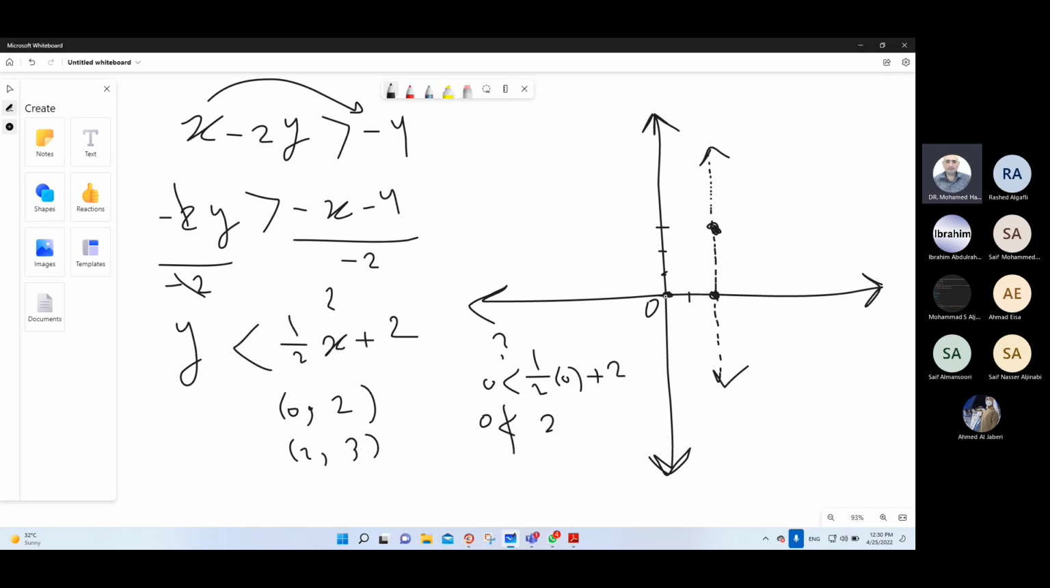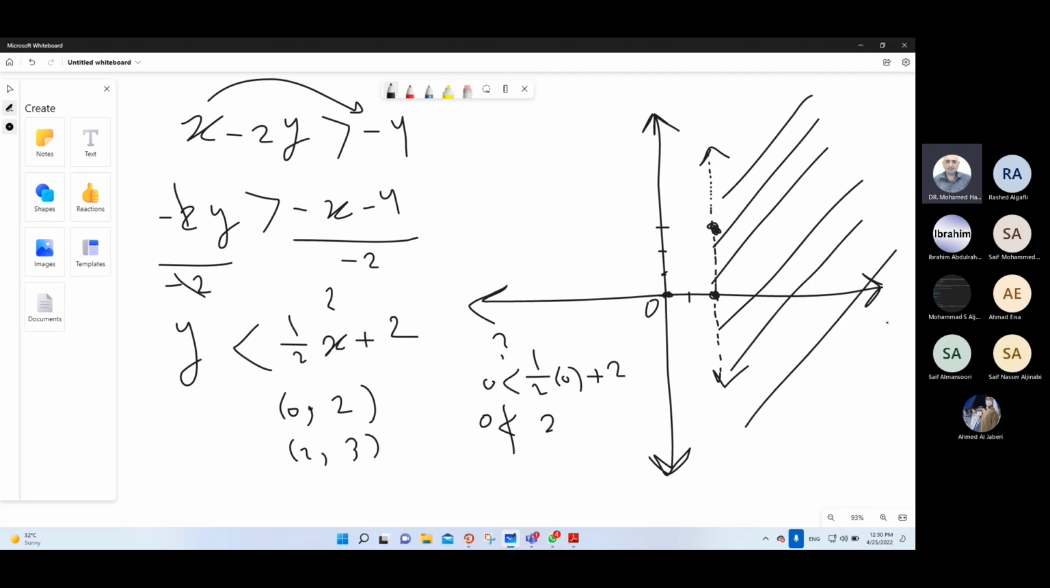It means this point is not included in the set of the solution. So this is the half open area. Where is the area? This is the area, so you can shade this area. And the name of this area will be what? It will be the shaded or the closed half area. Okay?